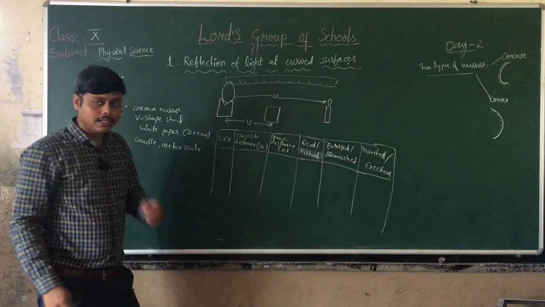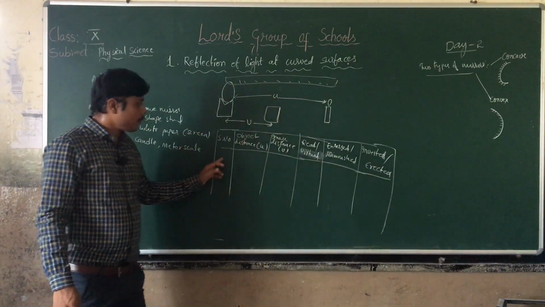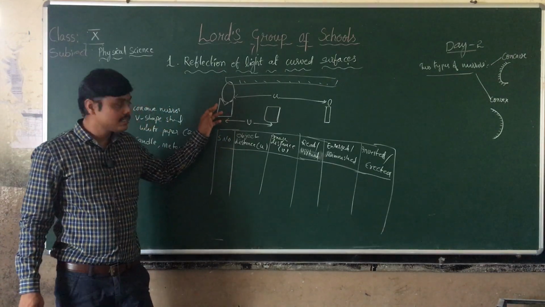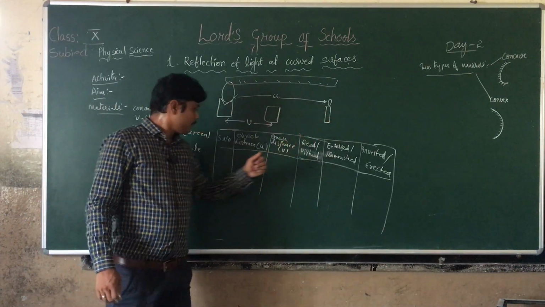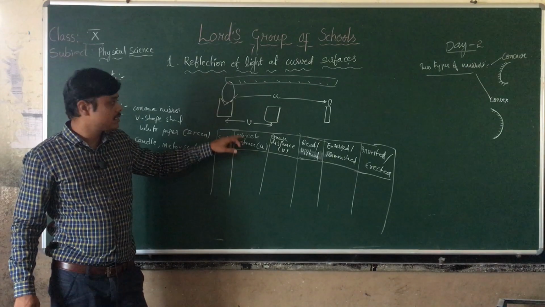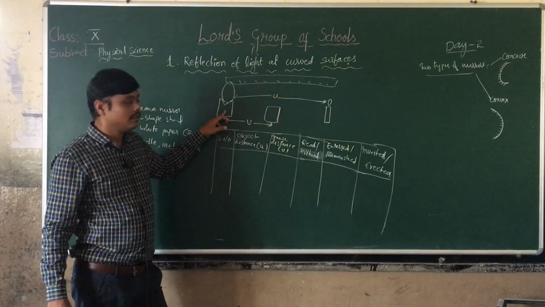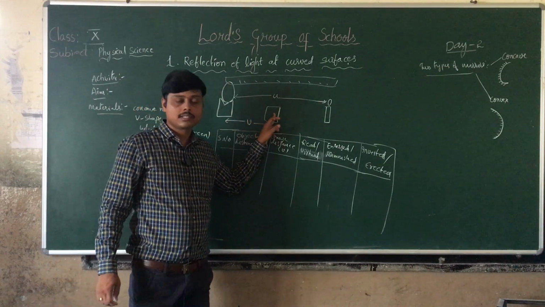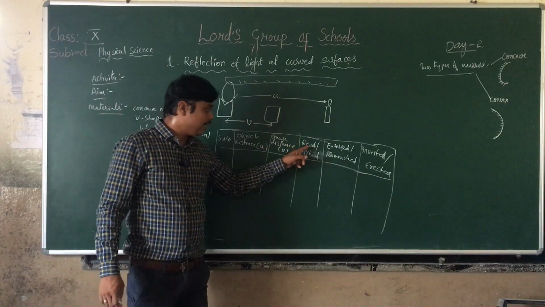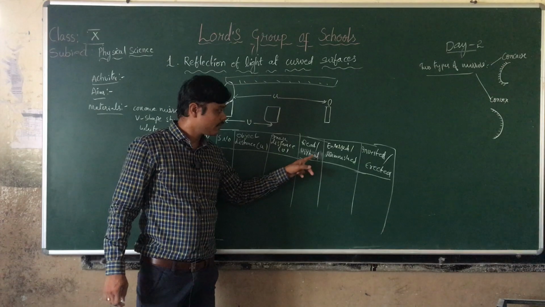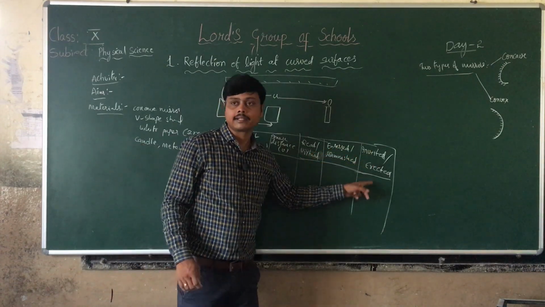So now we are placing the object at different distances from the concave mirror. U means object distance, the distance between the mirror and the candle. Image distance is the distance between the mirror and the screen. Next, the image is either real or virtual, enlarged or diminished, inverted or erect.